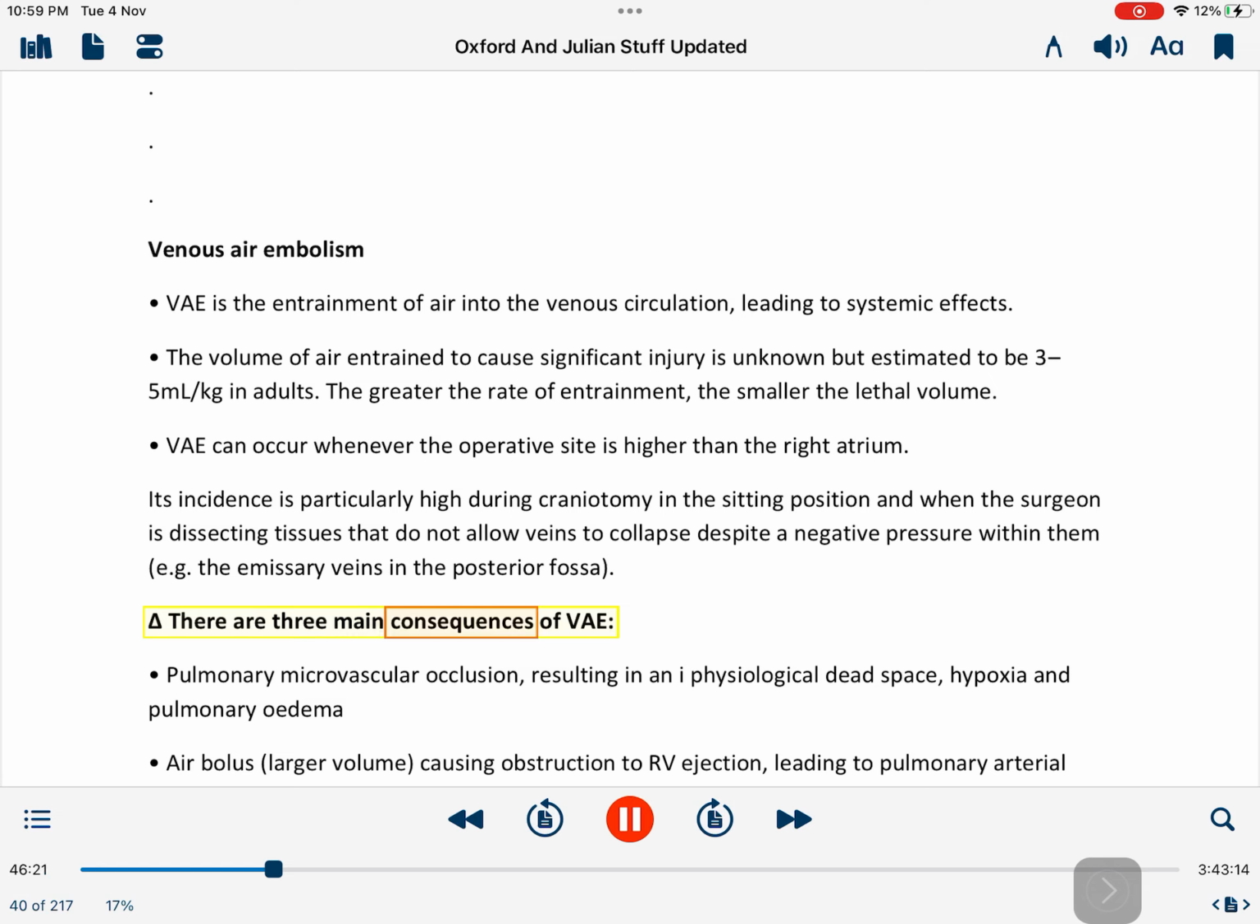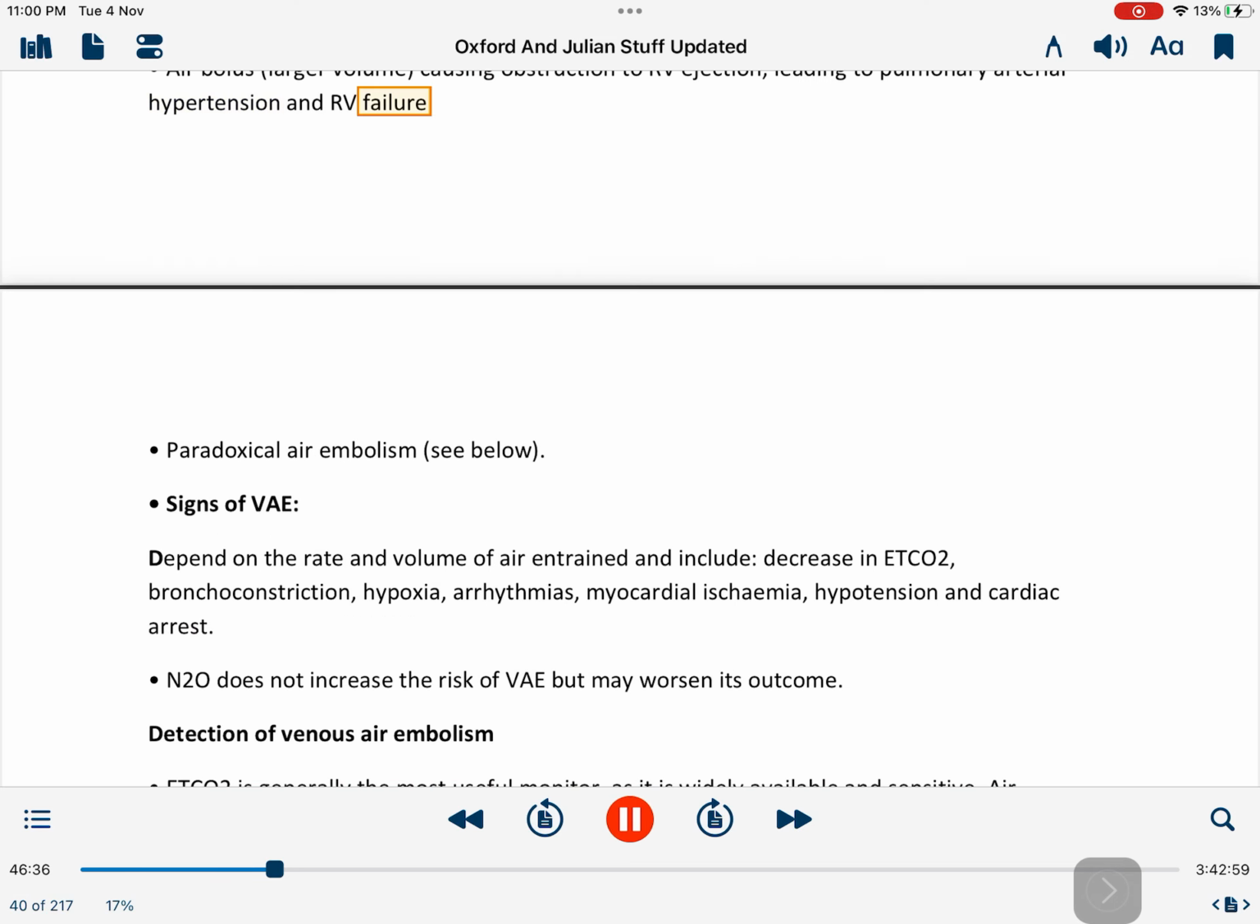There are three main consequences of VAE. Pulmonary microvascular occlusion, resulting in an increased physiological dead space, hypoxia and pulmonary edema. Air bolus, larger volume causing obstruction to RV ejection, leading to pulmonary arterial hypertension and RV failure. Paradoxical air embolism. See below.